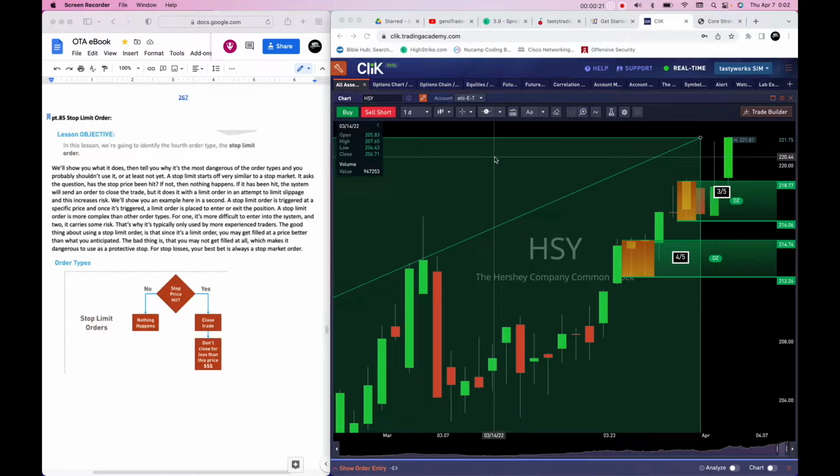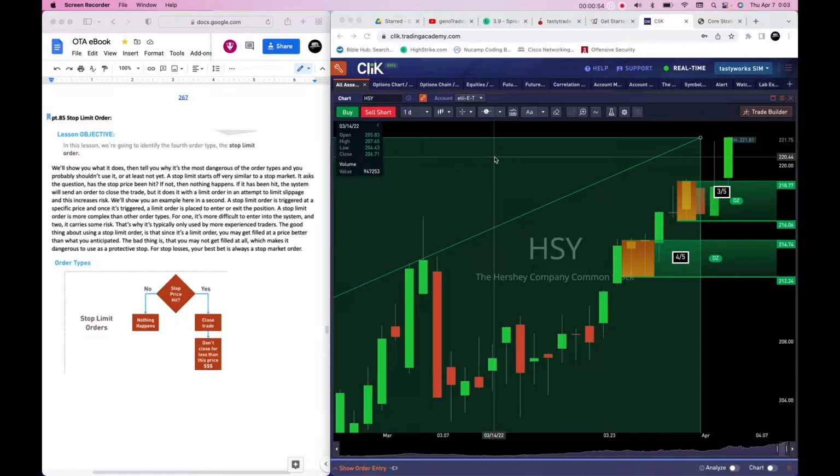A stop limit starts off very similar to a stop market order. It asks the question, has the stop price been hit? If not, then nothing happens. If it has been hit, the system will send an order to close the trade, but it does it with a limit order in an attempt to limit slippage, and this increases risk. We'll show you an example here in a second.